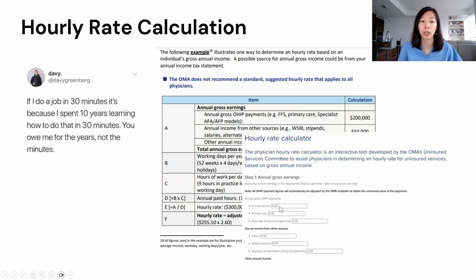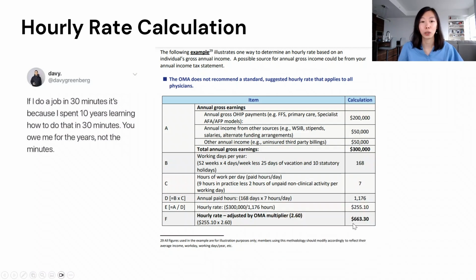So this is something that you can input your own information in on their online calculator to determine your hourly rate. But the thing to note here is that they suggest their hourly rate is $663, which you look at it and you think it's quite high, right? But you always want to remember that you've been in school for a decade. This is not necessarily paying you per hour. It's also paying for your experience as well.